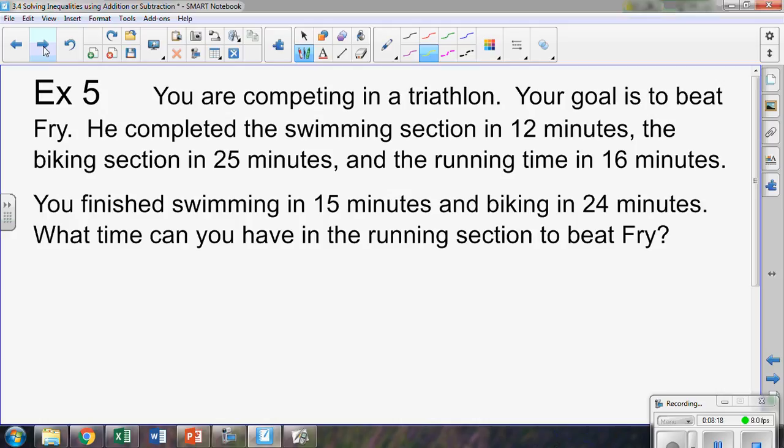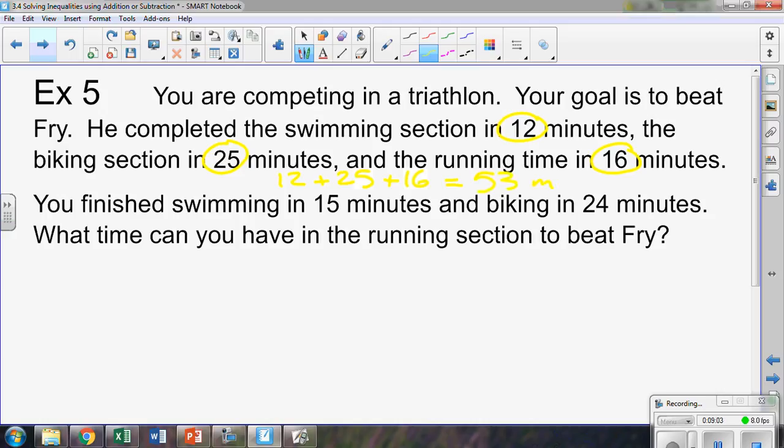Here's our last example for the day. Let's suppose you're competing in a triathlon, and your goal is to beat Fry. He completed the swimming section of the triathlon in 12 minutes, the biking section in 25 minutes, and the running section in 16 minutes. If we take the 3 sections for Fry, we should be able to put those together: 12, 25, and 16. We'd be able to add the 3 sections to get his total time. 37 plus 16 gives a total of 53 minutes.